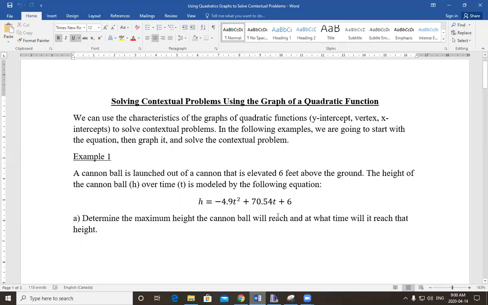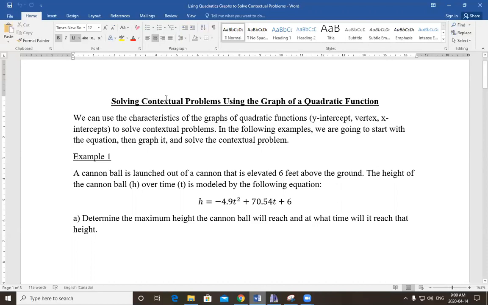All right, in today's lesson, we're going to be looking at how we can solve contextual problems. And again, contextual problems are real life situations, so there's going to be a restriction on the domain and the range. And again, we're usually going to be hanging out in quadrant 1. So we're going to be using the graphs of quadratic functions to solve contextual problems.